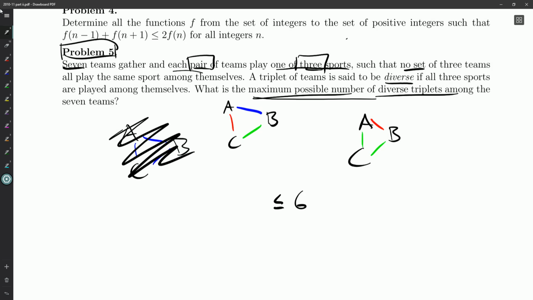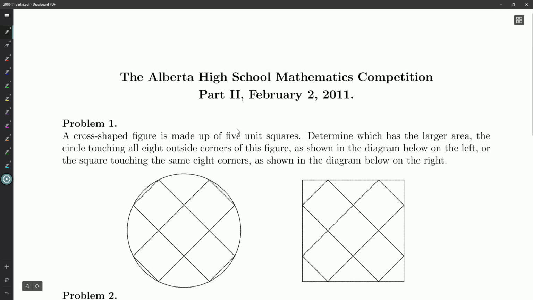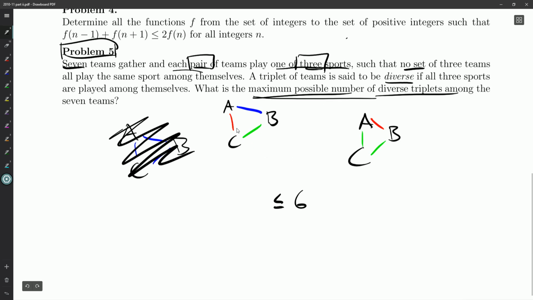And we have, in fact, finished, so that's it for our 2011 Part 2 paper. If you're looking for more Part 2s or more Albertan contests, by all means, browse around the channel. But that's it for me.